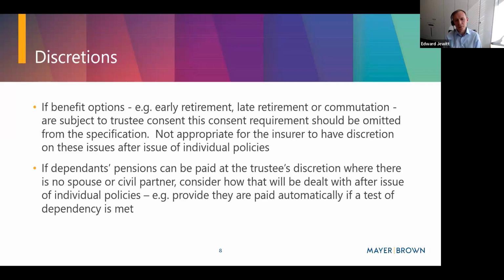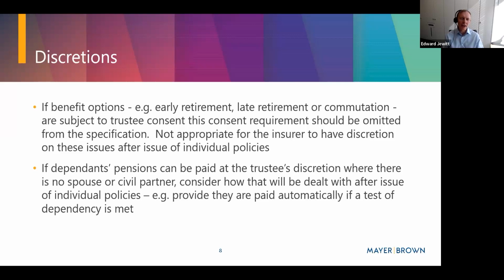My view is that the specification shouldn't contain any requirements for members to have to get consent before they exercise these sorts of benefit options. And the reason for that is that I don't think that the insurers ought to have any veto over a member choosing to, say, take early or late retirement. And I don't think that that involves the trustees giving away any control.